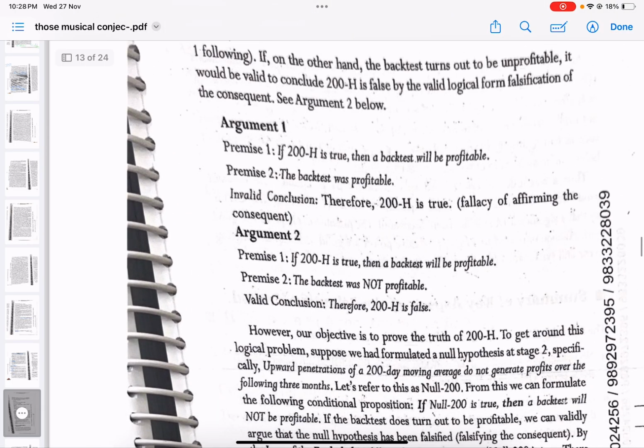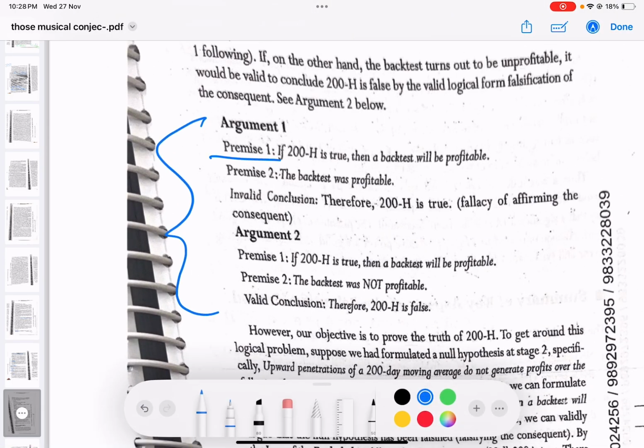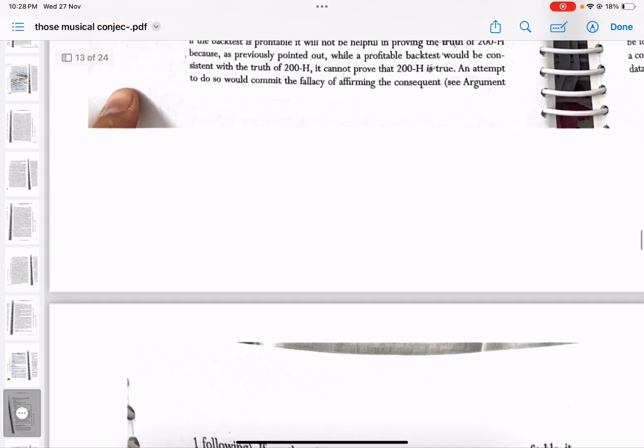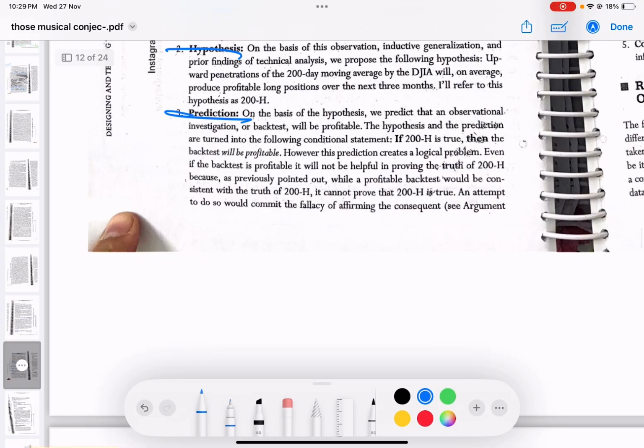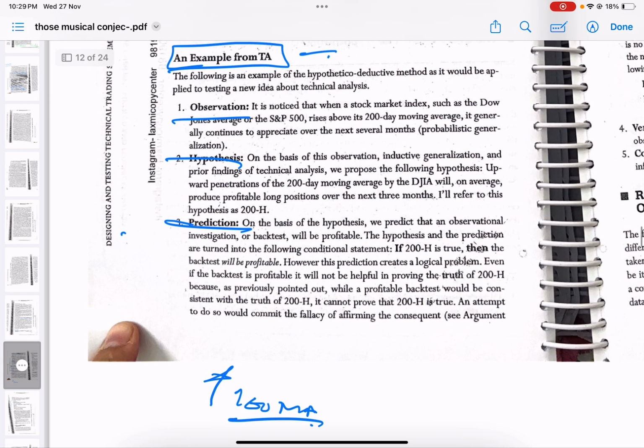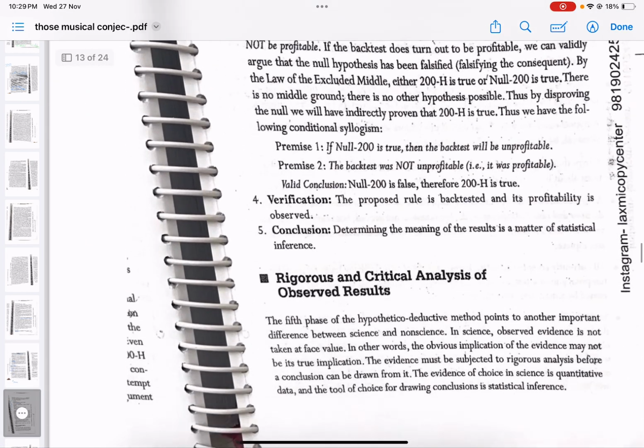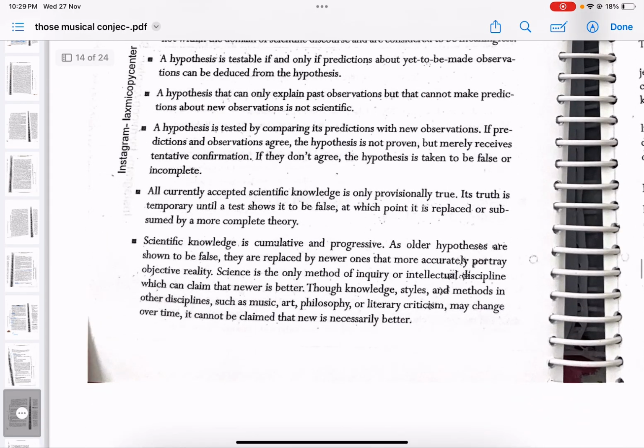Okay, so now you can read this. Premise 1: if 200H is true. Now, what is 200H? 200H is basically a hypothesis where we are assuming that if the price is going above the 200 moving average, then it is in an uptrend. So, you can pause this and you can read this and you will be able to understand this.